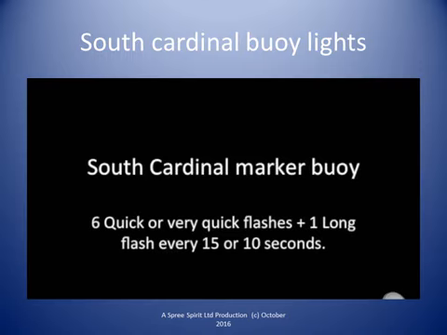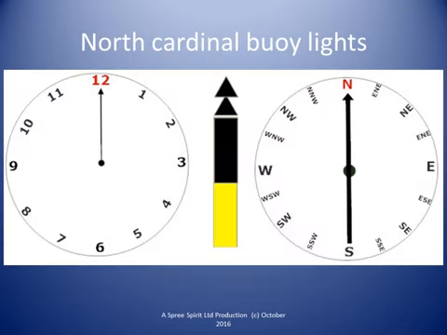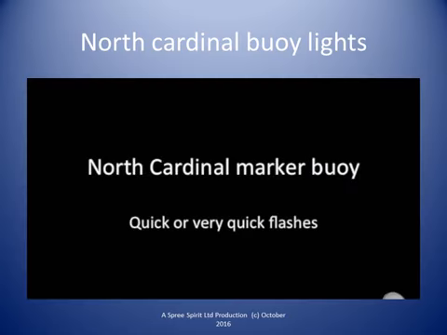The animation on this slide approximates the flashing of a south cardinal buoy. Count along with the flashes and note the spaces between the groups of flashes. Now north cardinal buoys. The white light on a north cardinal buoy flashes continuously. The compass on the right is in north up mode with the pointer on north pointing up, and the clock's hour hand is pointing up, it is on the 12. The animation on this slide approximates the flashing of a north cardinal buoy.